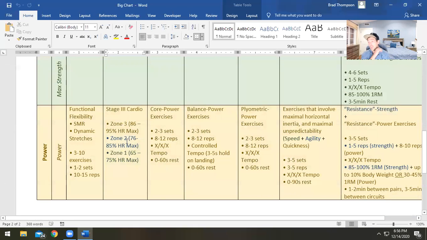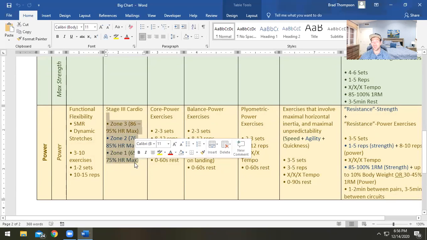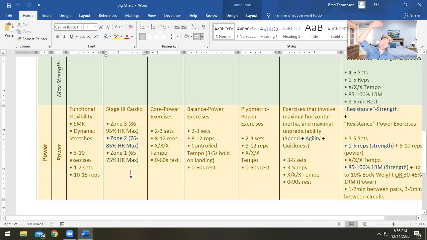And lastly, we've got clients who are in stage 3. They are going to get zones 1, 2, and 3. Zone 3 is going to be 86 to 95%. Zone 2 is still 76 to 85, and zone 1 is still 65 to 75. So we might be working between all 3 of those zones, taking our heart rate really high, then recovering. This is like interval training. This is high intensity interval training. That's HIIT training, which is so popular nowadays.